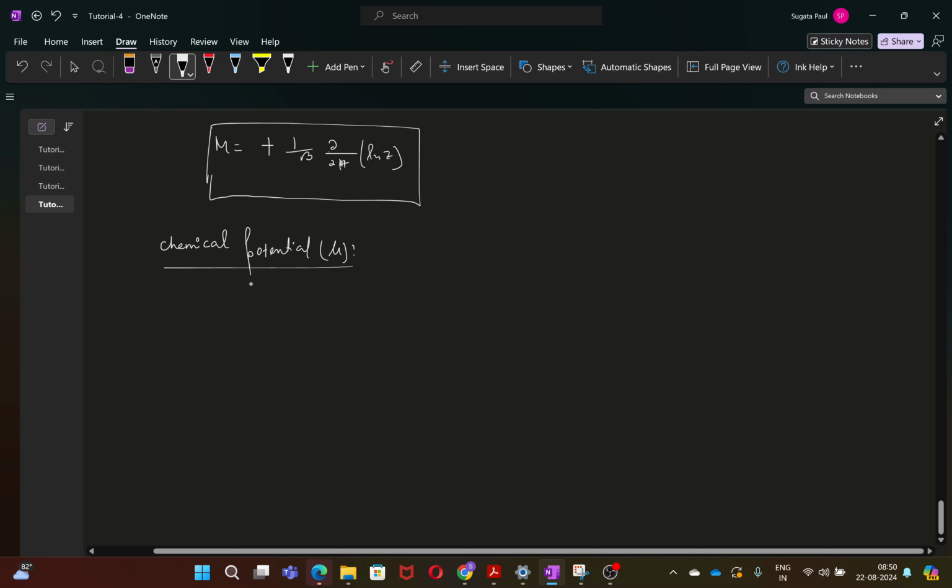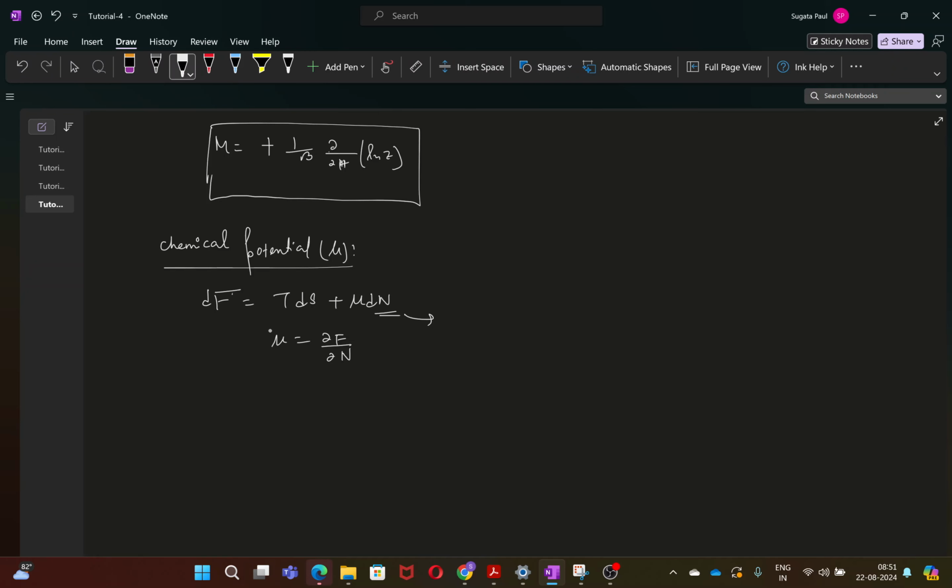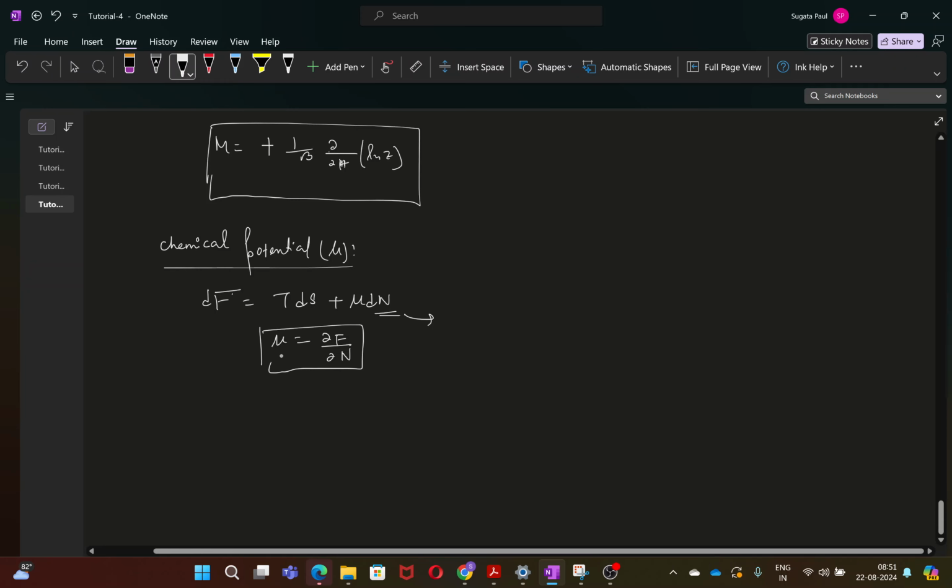You have to use a thermodynamic expression or relation. So you know that from thermodynamics, dF equals TdS plus mu dN. So your mu will be del F del N, where dN is basically the change in the number of particles in the system, and mu is your chemical potential. So mu is nothing but del F del N.